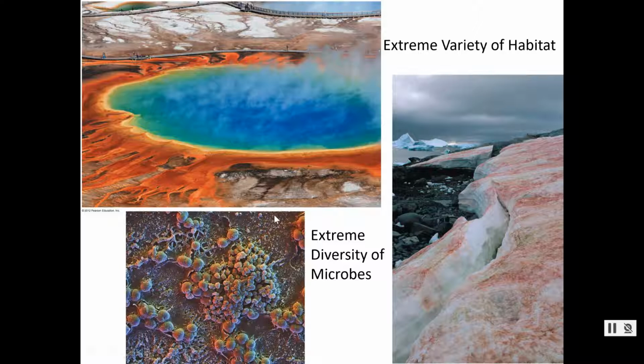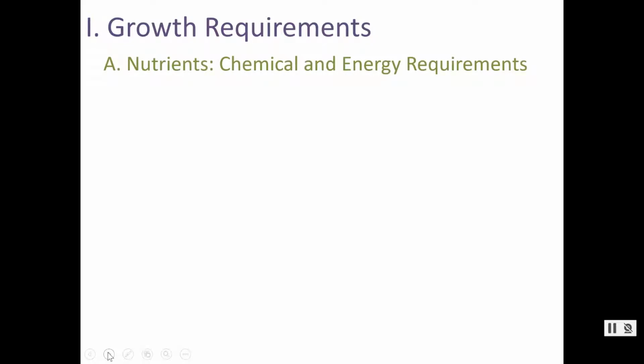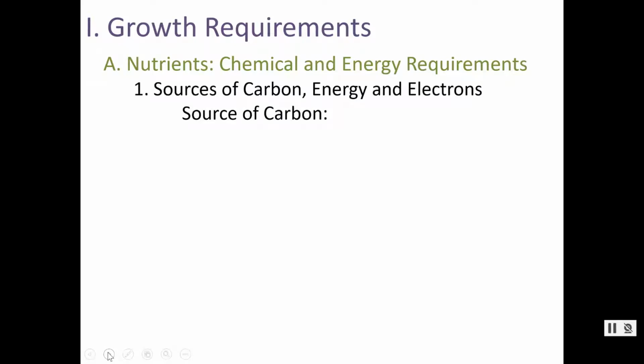All right, so there are lots of different habitats, and where a microorganism can grow depends on its growth requirements and nutrient requirements. So let's talk about the different categories of growth requirements we have. Okay, first thing we need to talk about is how they get their chemical and energy requirements. First thing we want to talk about is how they get their source of carbon.